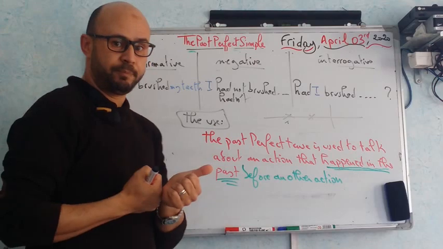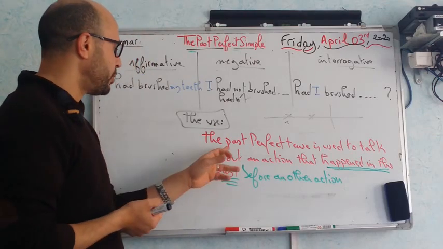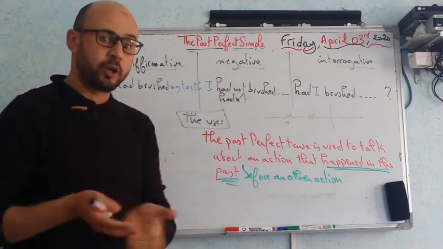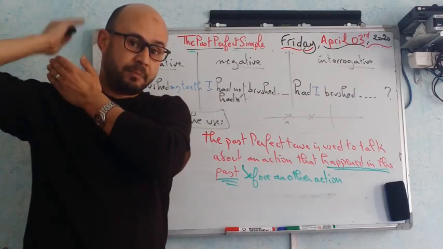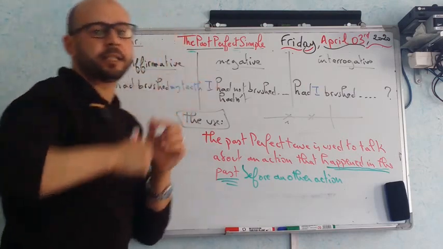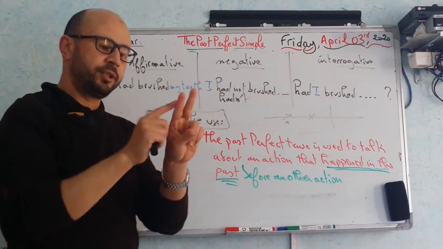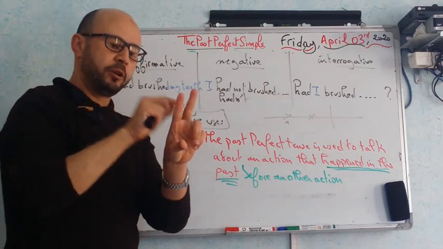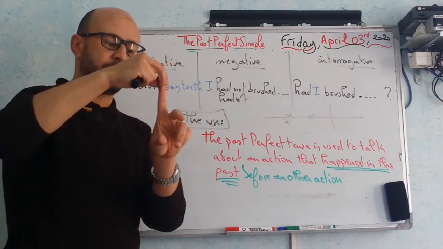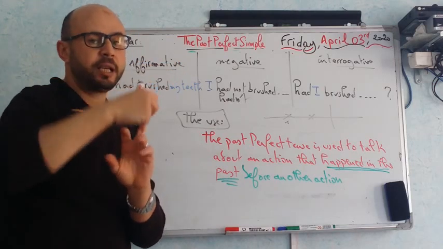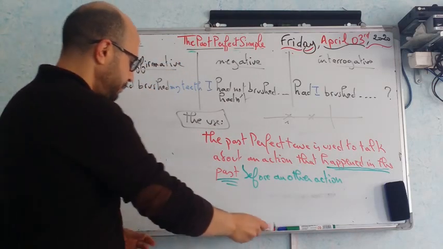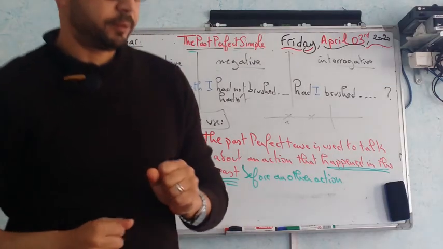When can we use the past perfect simple? To speak about an action that took place in the past before another one. So when you have two actions in the past and you want to put them in order, the first action is put in the past perfect and the one that comes after in the simple past. So let's see some exercises.